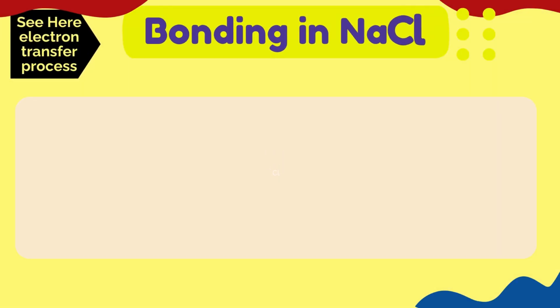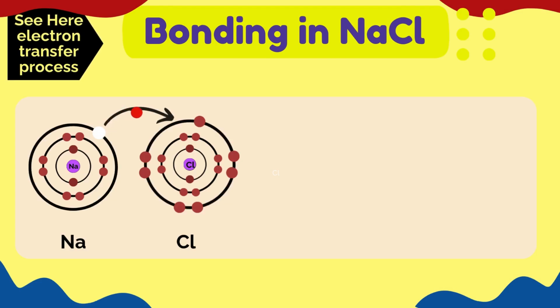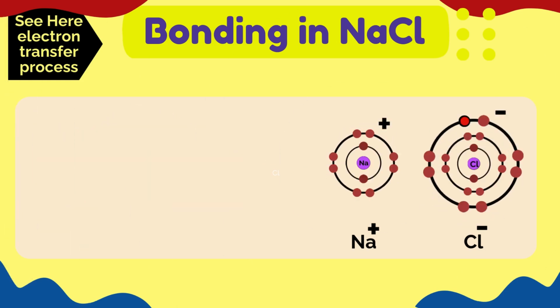Bonding in sodium chloride. You can see a figure here. One electron from the sodium atom is transferred to the chlorine atom. Due to the transfer of the electron, the sodium and chlorine atoms vanish, and Na+ cation and Cl- anion are formed. These oppositely charged ions attract each other, so the electrostatic force of attraction holds them together. So an ionic bond is formed between these two ions.